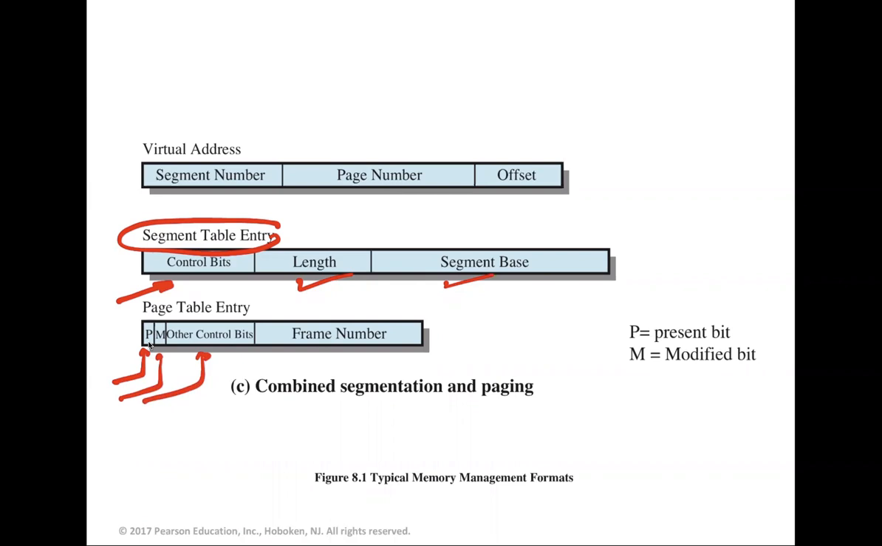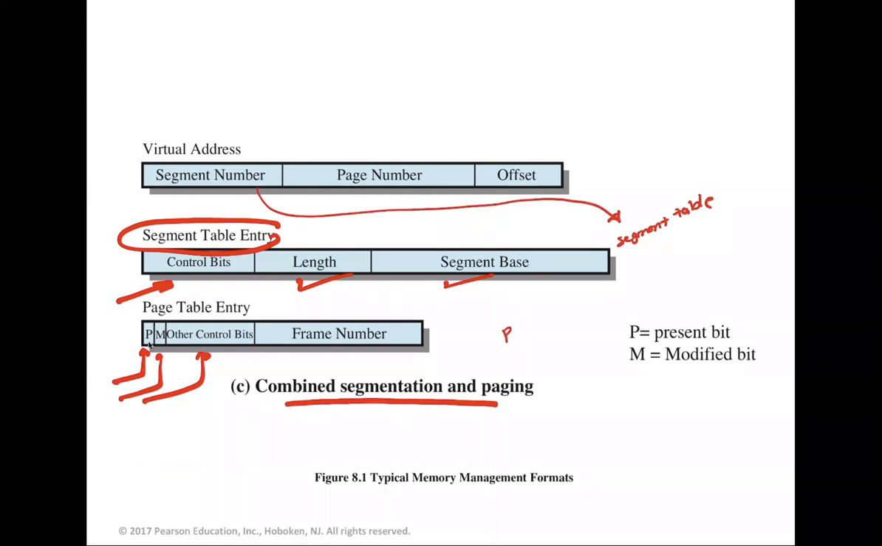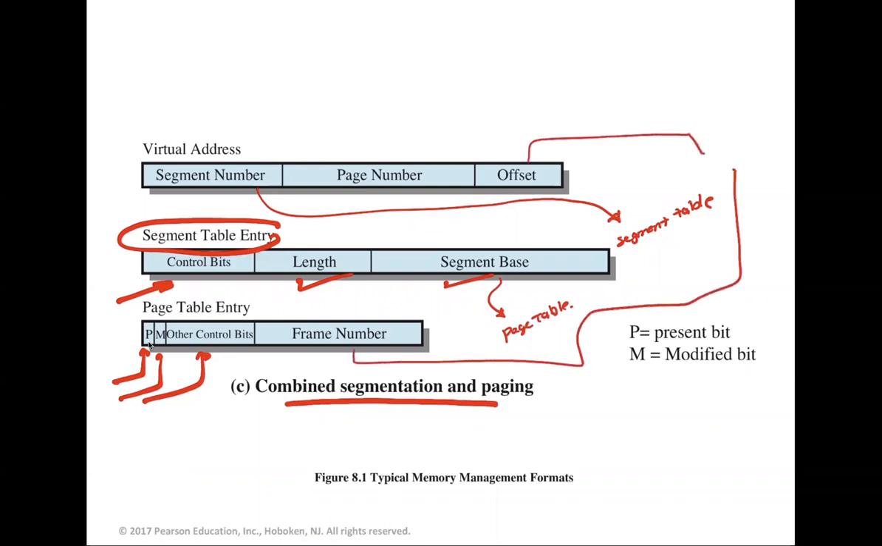So in combined paging and segmentation, we do need a segment table, which we index through the first bits from the virtual address. We also need a page table, which we index through the page pointer within the segment table entry. Once we index the page table, we extract the frame number, which is later combined with the offset.